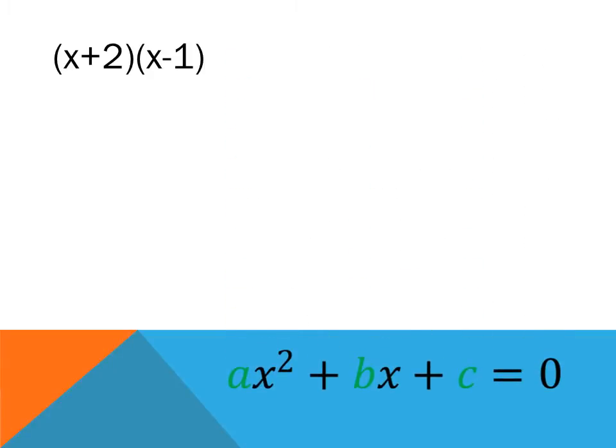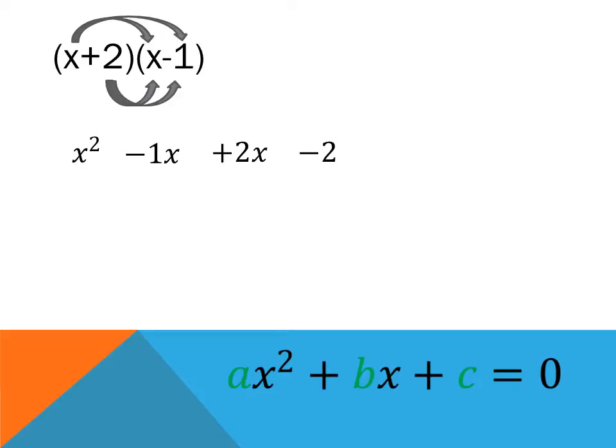Now let's go the other way around to check our answer. First we multiply x times x, that'll be x squared. And then x times negative 1, that'll be negative 1x. 2 times x is positive 2x. And then 2 times negative 1 is negative 2. At this point we combine our like terms, which is negative 1x and positive 2x, and there's our original equation, which is x squared plus x minus 2.